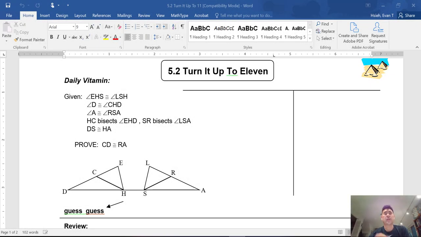Alright, welcome to section 2 of chapter 5. Turn it up to 11. So we're going to turn it up a notch. The proofs become longer in this section. There's not a lot of new material. I'll introduce what is new towards the bottom of the first page here.